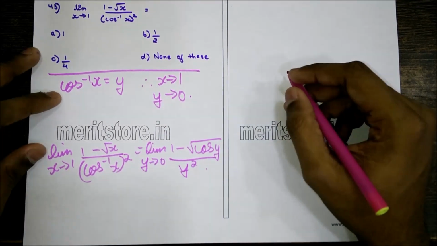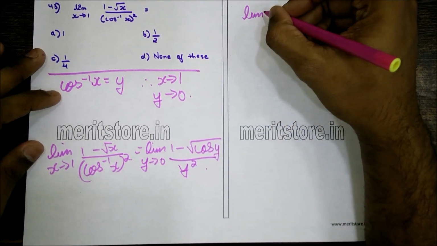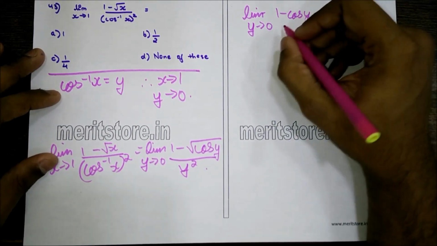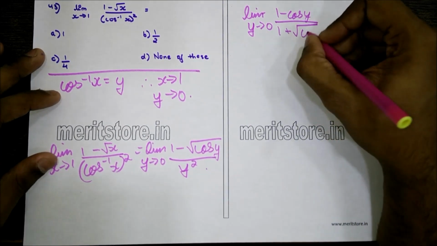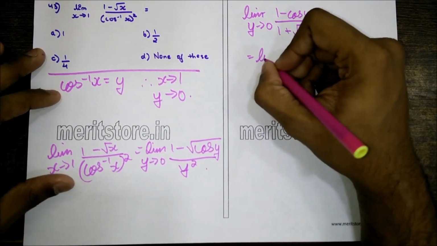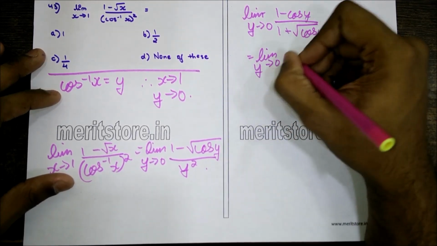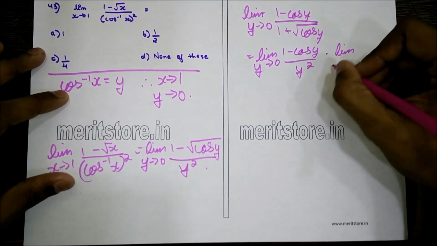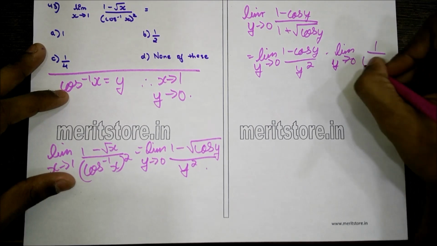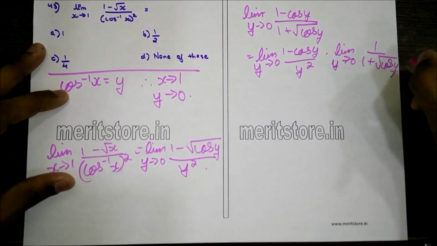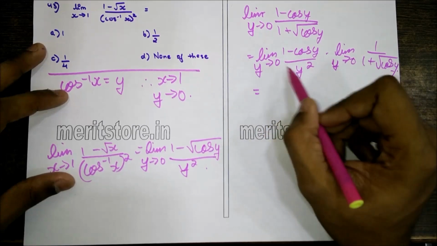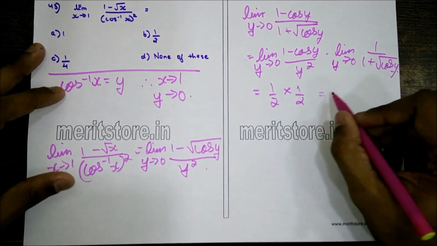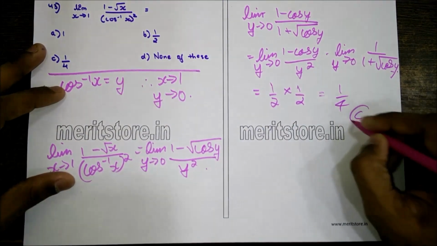could be written as limit of y tends to 0, (1 minus root of cos y upon y) square. Now rationalizing it, we get limit of y tends to 0, (1 minus cos y upon 1 plus root of cos y), giving us limit of y tends to 0, (1 minus cos y upon y square) into limit of y tends to 0, 1 upon (1 plus root of cos y). Now we can apply the limit of y tends to 0 to these terms, giving us 1 by 2 into 1 by 2, which is equal to 1 by 4. That is option C.